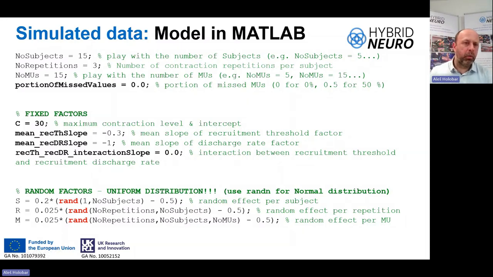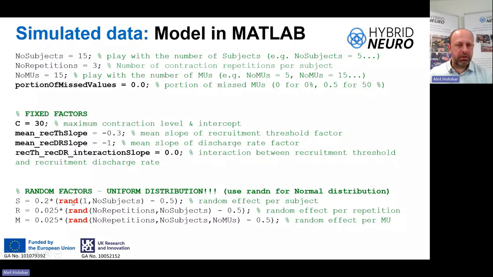And later on, with statistical models, we will be assessing these values: the intercept, the slope, and the level of the interactions between the fixed factors. And what will be playing with us in the multi-level mixed model are the random factors. These random factors will contribute to the slope of the recruitment threshold factor in a random way. And here we deliberately did not use the normal distribution. So pay attention that we generated these random factors from a uniform distribution.